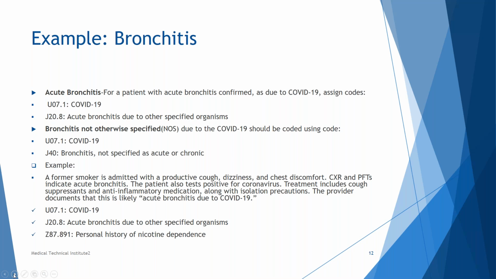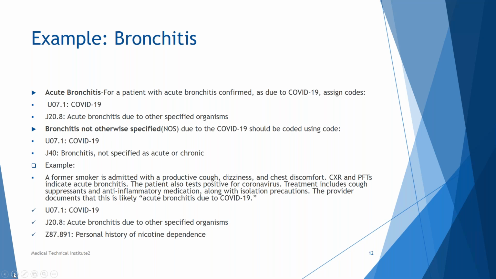Here's an example. A former smoker is admitted with a productive cough, dizziness, and chest discomfort. Chest x-ray and PFTs, pulmonary function tests, indicate acute bronchitis. The patient also tests positive for coronavirus. Treatment includes cough suppressants and anti-inflammatory medication, along with isolation precautions. The provider documents that this is likely acute bronchitis due to COVID-19.